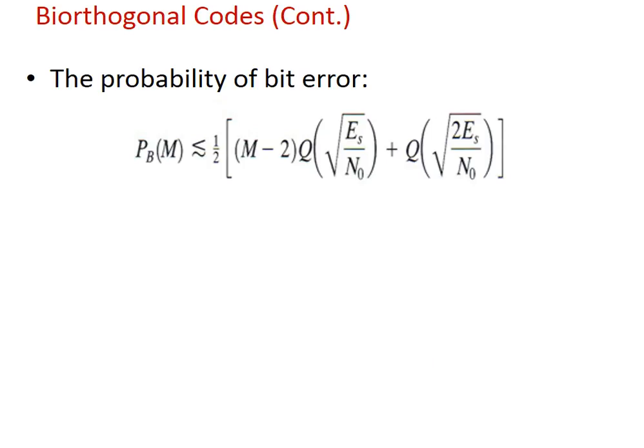Now, let's go for the probability of bit error. For the bi-orthogonal code, it is given by this equation, where it is also affected by the number of signals, or M.